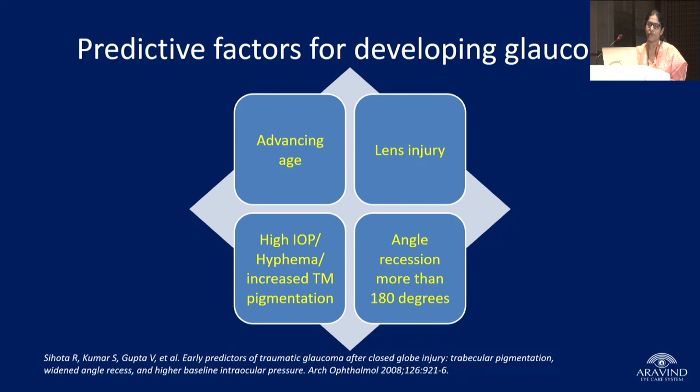One is patients with higher age, those who have a lens injury, and those who have a very high intraocular pressure at presentation with presence of hyphema or any excessive pigmentation in the trabecular meshwork. And most importantly, when you notice a patient who has angle recession of more than 180 degrees, then they have likelihood of going in for glaucoma.